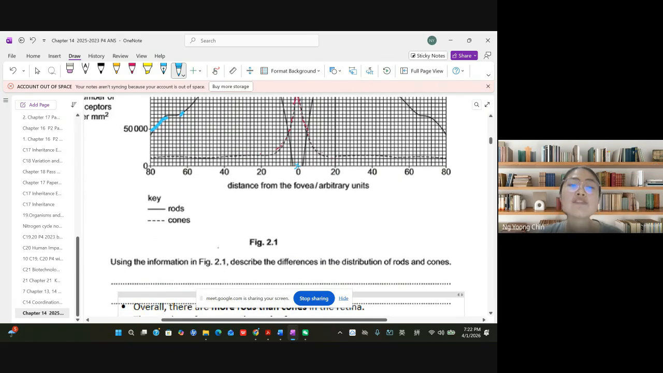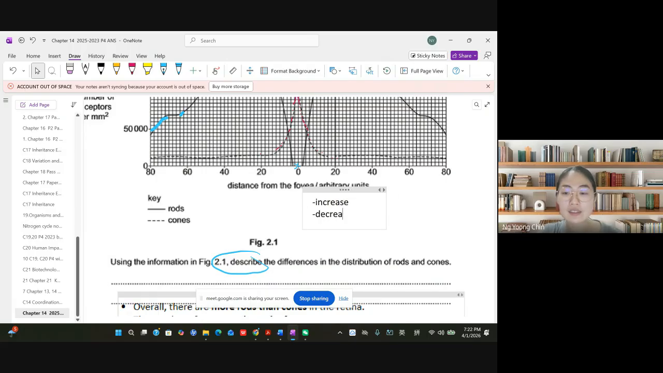Okay, using the information, describe the difference in the distribution of rods and cones. How many marks? 4 marks. Okay, how to describe it? Whenever you see the question asking you to describe, refer to describing the trend in the graph. Okay, you know what's meant by trend? 趋势，形容这个 graph 的趋势。Okay, you can describe in about 4 ways, right? Either you can write increasing, okay, or you can write decrease. Because you just need to describe the trend of the graph, increase or decrease, or you can write about what?